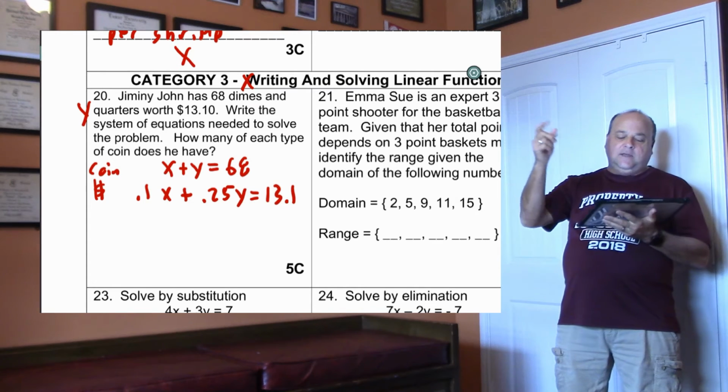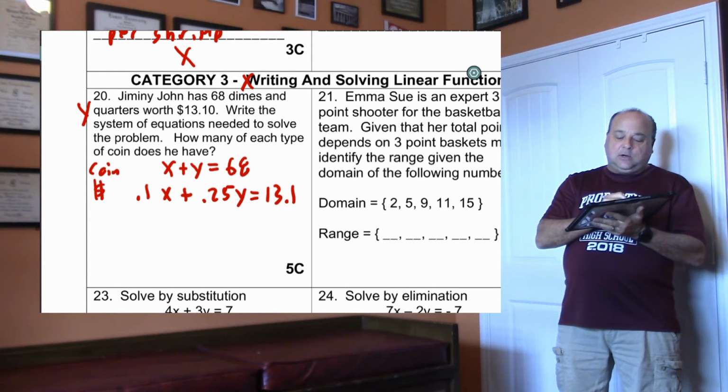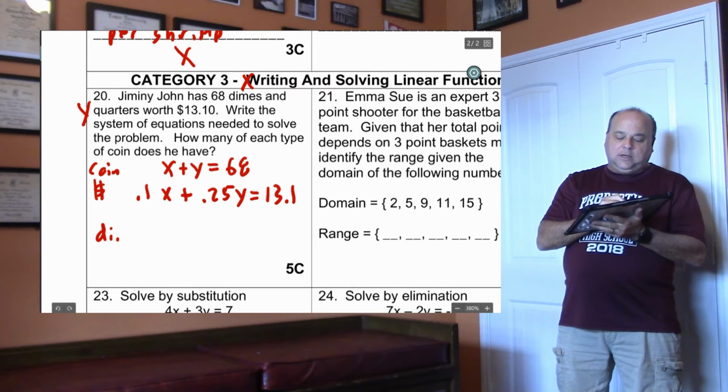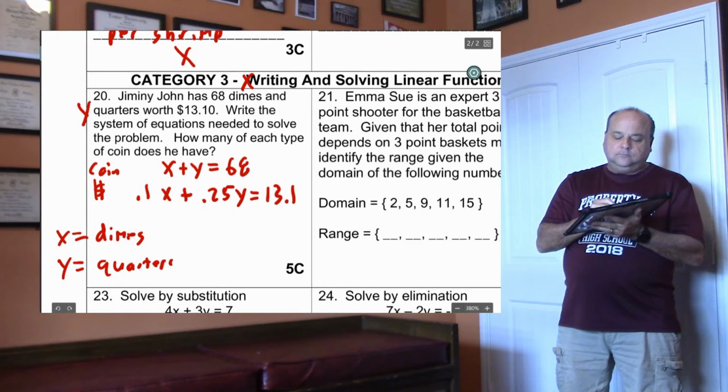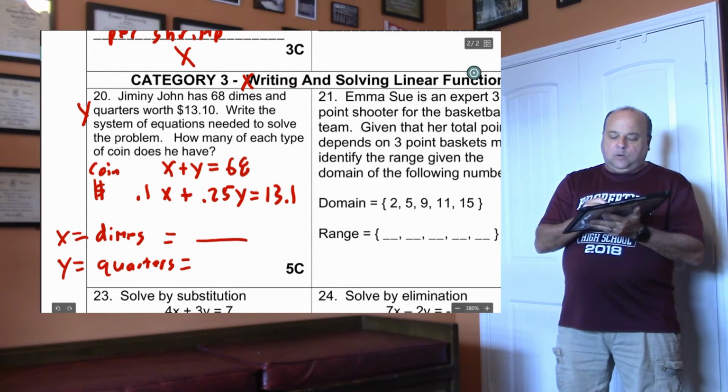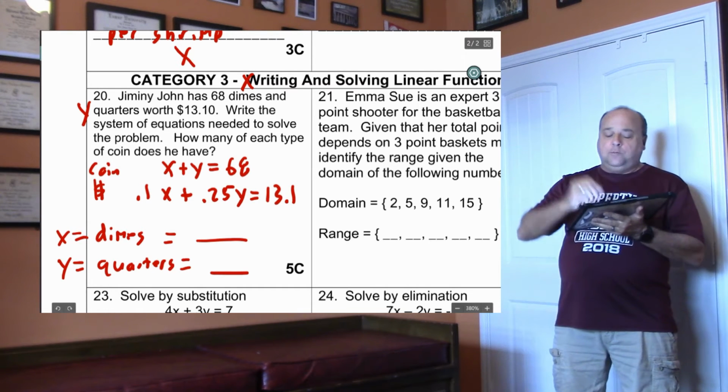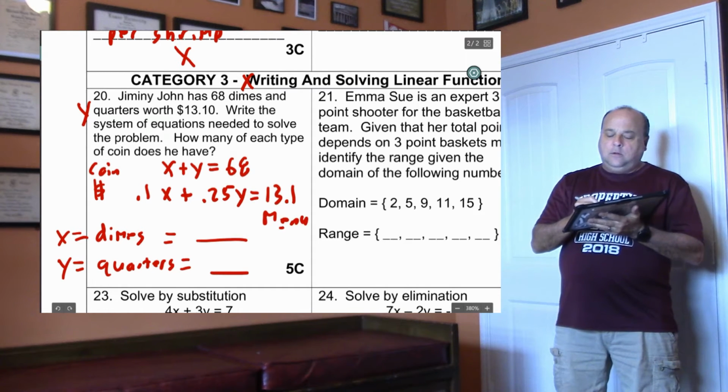You would punch that in the calculator. How many of each coin does he have? So you would put x equals dimes, y equals quarters. Put equal blank, punch this. Remember, do menu 3 to enter.